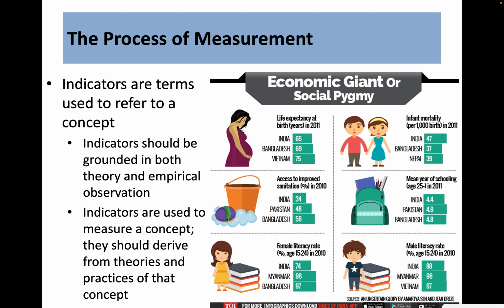Indicators are terms used to refer to a concept. Indicators should be grounded in both theory and empirical observation. Indicators are used to measure a concept. They should derive from theories and practices of that concept.